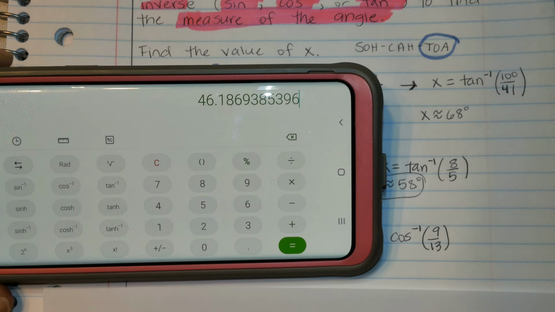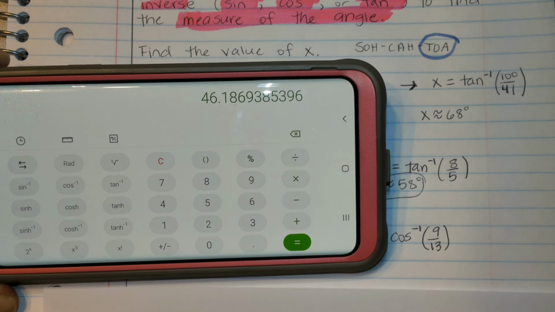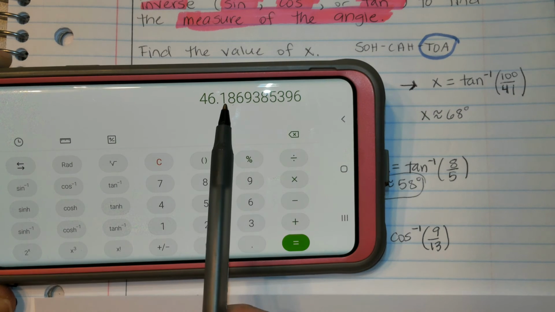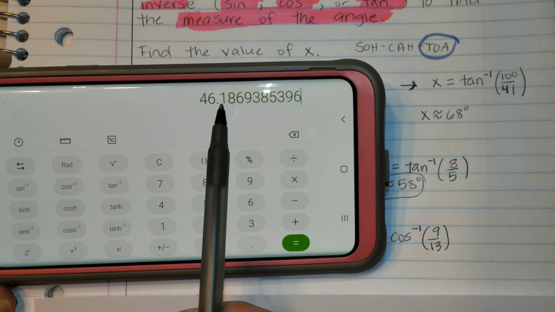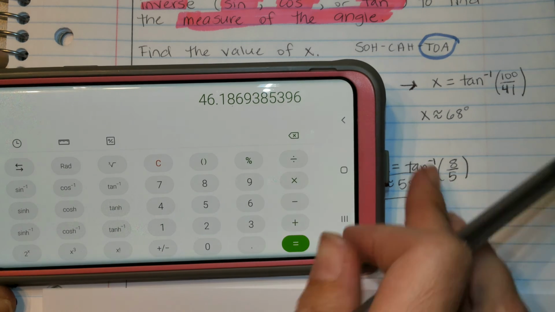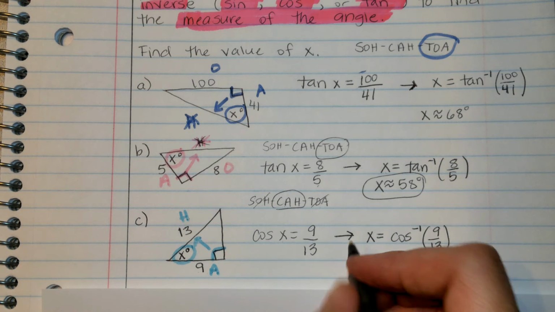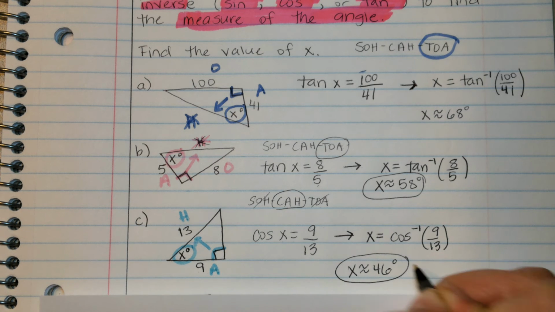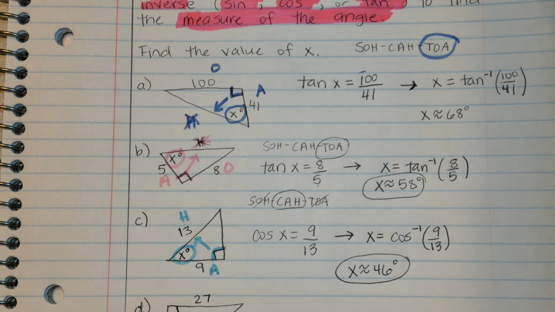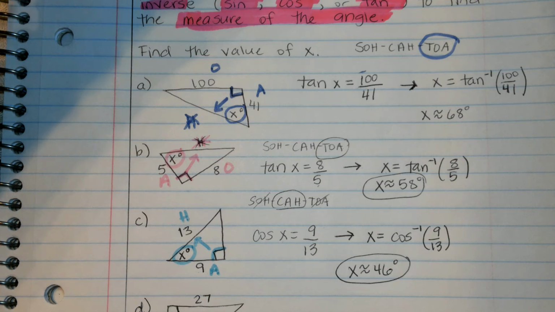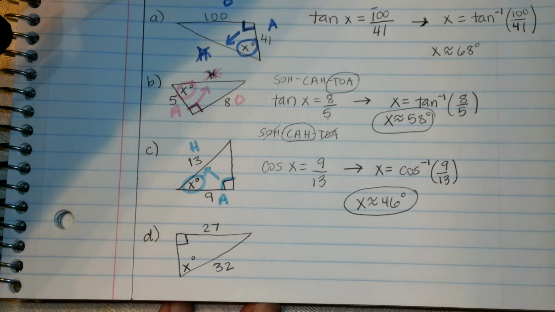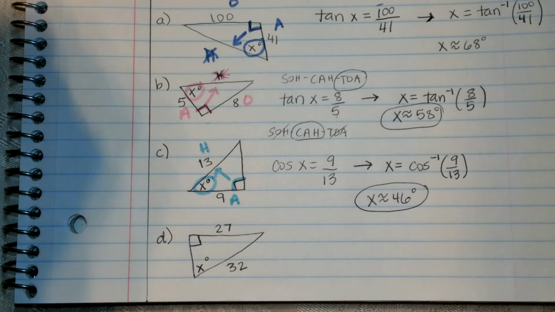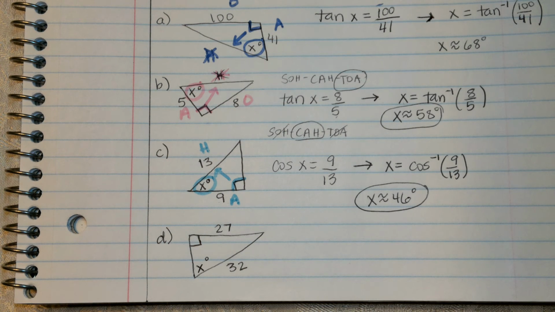Round to the nearest whole number, so it's the nearest degree. So 46.1. Don't worry about what's to the right. It's 46.1. The 1 will make it stay the same. So x is approximately 46 degrees. So hopefully this is starting to make sense with repetition. It should be making a little more sense as we go. And here's our last example, and then you will have a MathXL to practice.